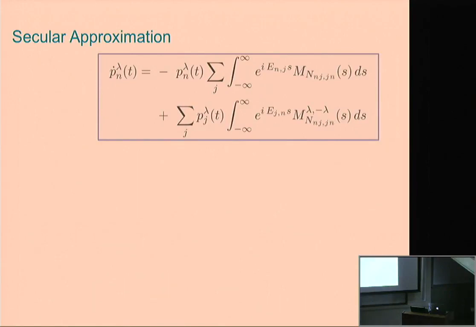Furthermore, let's make the secular approximation. We are doing all the simplifications that we can make, and we get a simple equation for the population dynamics with just Fourier transforms of bath correlation functions.